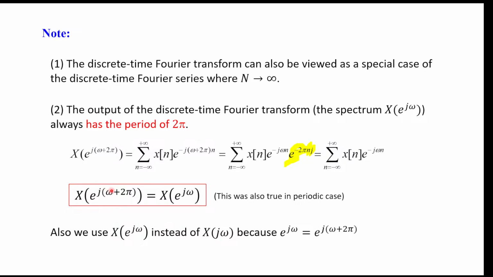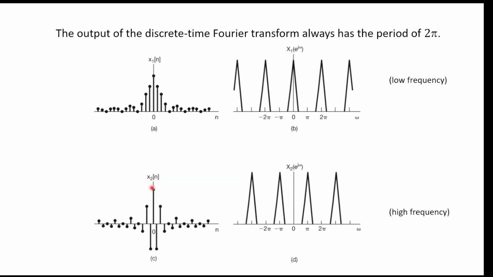Any questions so far? Anyway, what we want to say is that this function, as a function of omega, has a period of 2 pi.